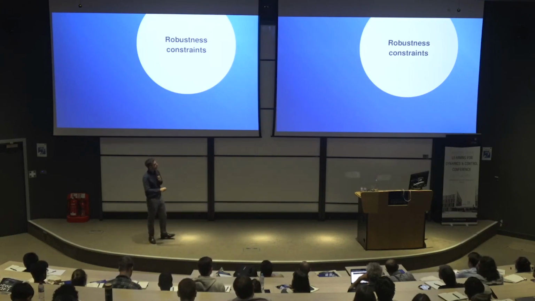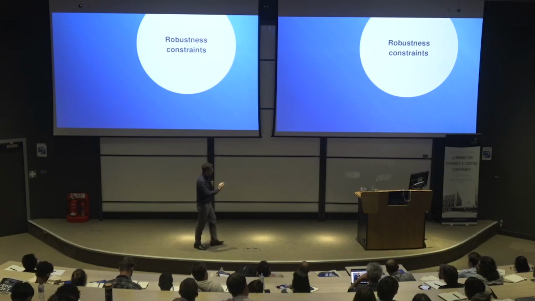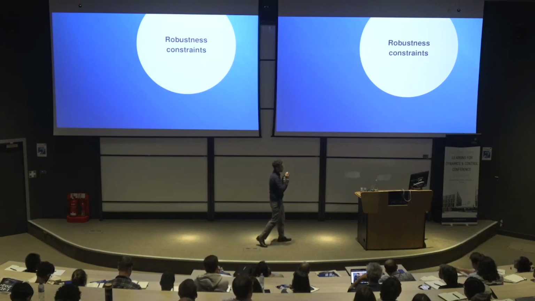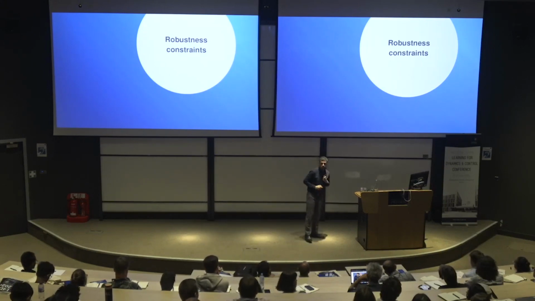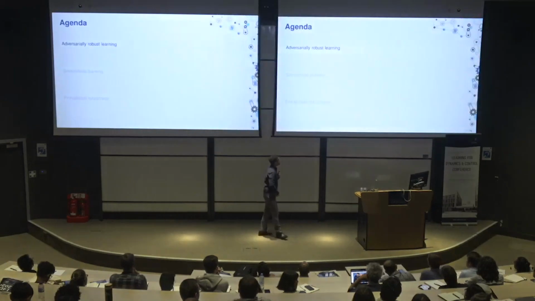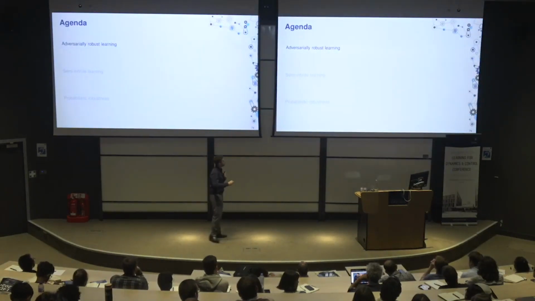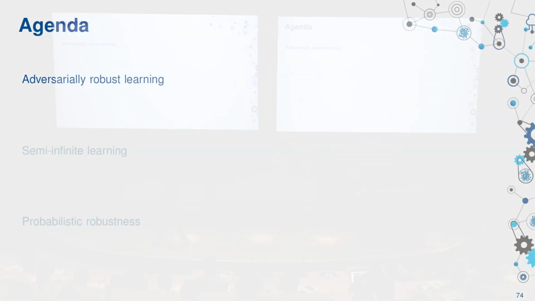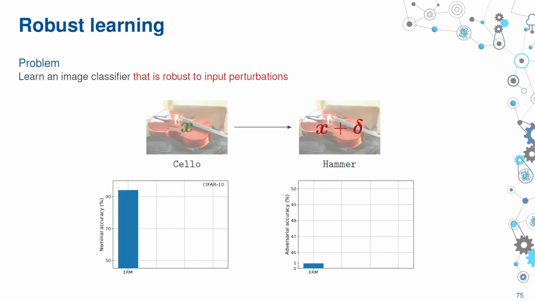So this is the idea of what we're going to talk about, which is specifically developing a theory for how we can deal with robustness constraints. I might not get to this probabilistic robustness. That's not very important, but I want to be sure that I get through the first two points. The first one is about adversarially robust learning. This is the problem that I mentioned in the beginning.